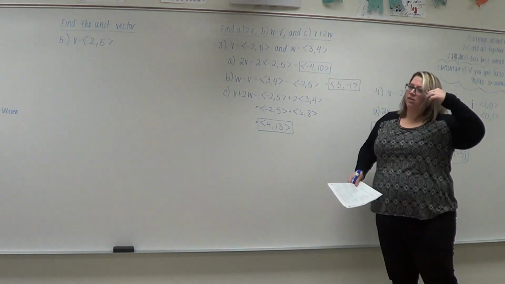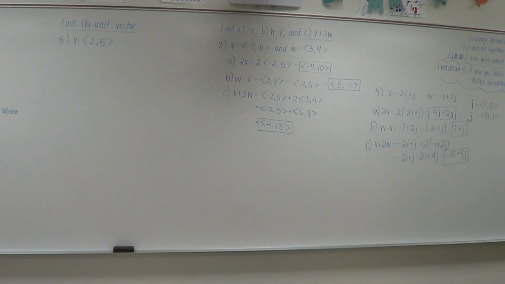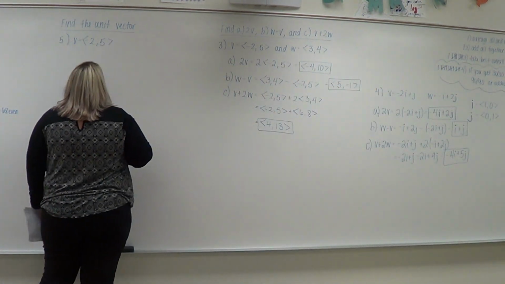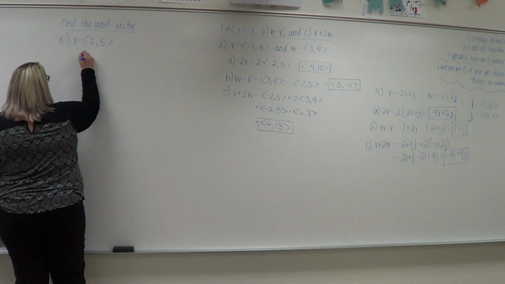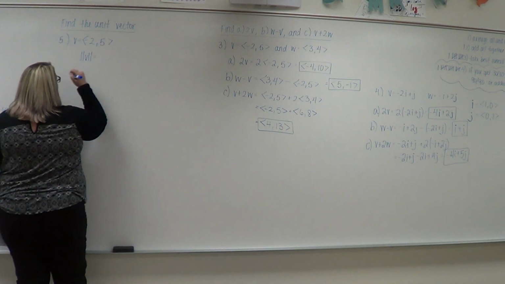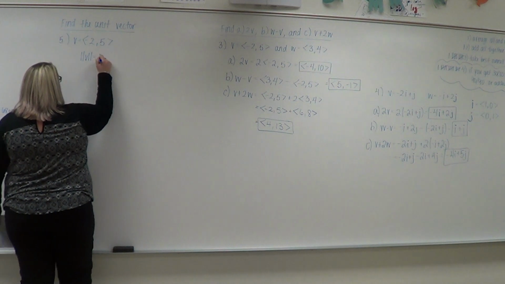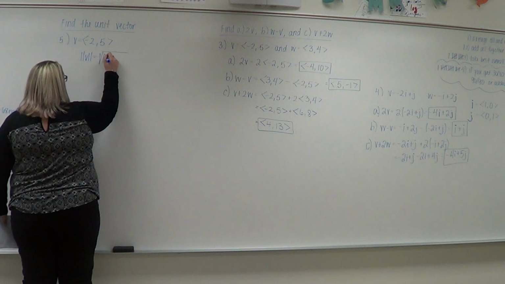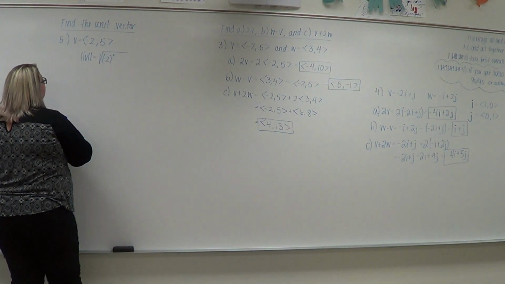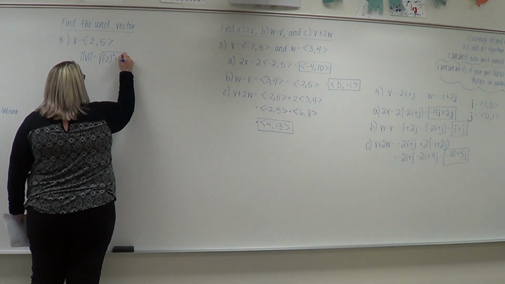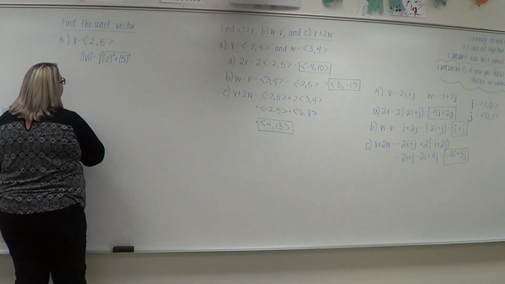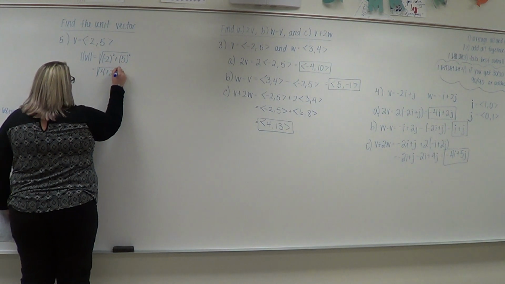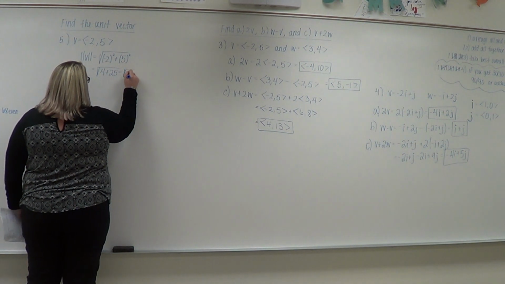Okay, so if I'm given the vector negative 2, 5, how do I find its magnitude? What's the formula for magnitude? Square root. Okay, so do square root. So it's already in vector form, so you just square the first number plus square the second number. Add them together. So 4 plus 25 is 29.